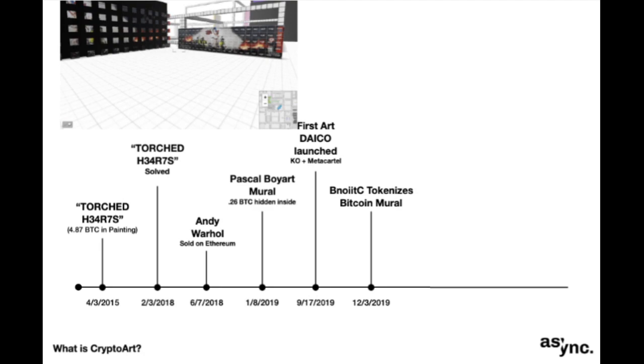So in December 2019, CryptoVoxels, a virtual world on the blockchain, had one of its users work with Pascal Boyart to tokenize his street mural into little pieces and then put it into CryptoVoxels. So this is a case of physical art being tokenized, digitalized, and given fractionalized ownership.